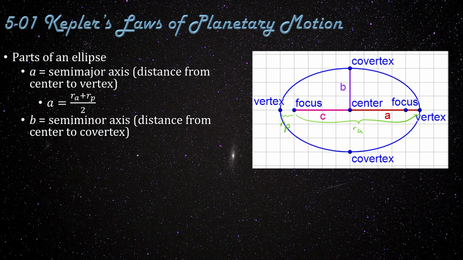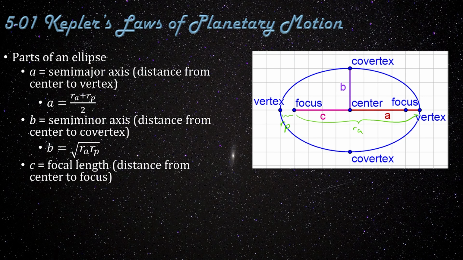B is the semi-minor axis, which is the distance from the center to the co-vertex, which you can see there. And it turns out to be the geometric mean of RA and RP, the distance to the aphelion and the distance to the perihelion. C is the focal length. That's the distance from the center to the focus. On the diagram, you can see that C plus A equals RA. So C would be RA minus A.